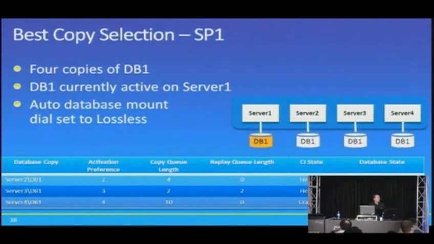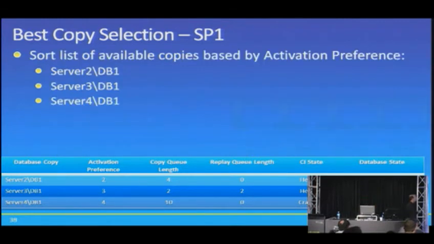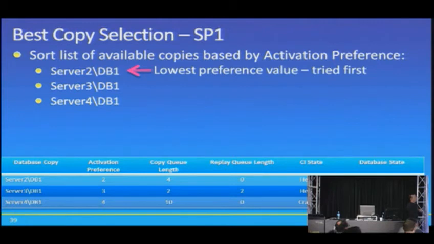Okay, now SP1. Same scenario, the only difference is we've set the auto database mount dial to lossless. Otherwise, everything is the same: copy queue length, same servers, same failure scenario. So the database fails. Now we have our sorted list, but we have our dial set to lossless, so we don't sort the list by copy queue length anymore. We sort it by activation preference. So 2, 3, 4 happens to match our activation preference. And because server 2 has the lowest preference value, it now will be tried first.